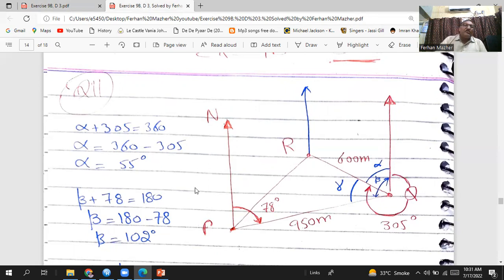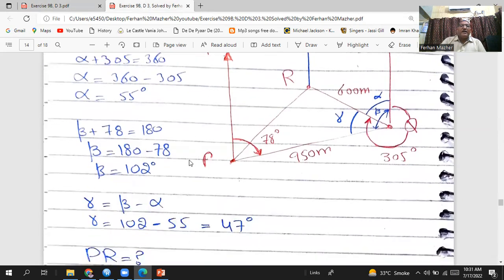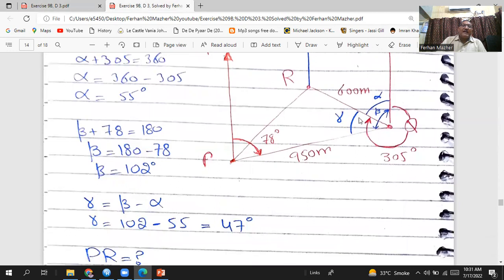So from beta, if you subtract alpha, you will be able to find gamma. So gamma will be equal to beta minus alpha. That will be 102 minus 55, and that will be 47. So now their question is PR. I know this angle between RQ and PQ, and I can apply the law of cosine, and I can find the value of PR.